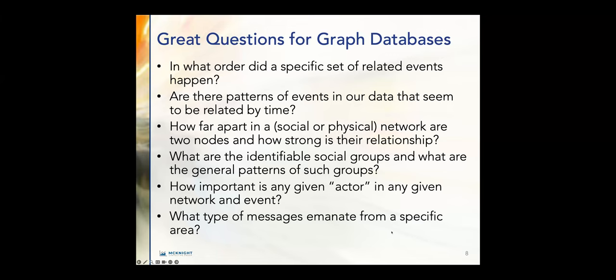How important is any given actor in any given network and event? Hopefully that came through a little bit on that eigenvector centrality example I showed you. What type of messages emanate from a specific area? Here again, we're trying to show some commonality inside of groups, maybe social groups. What is that group up to? And so for that, we need to know who's connected and how strongly they're connected. I'll have an example of how graph databases show how strong a little bit later.